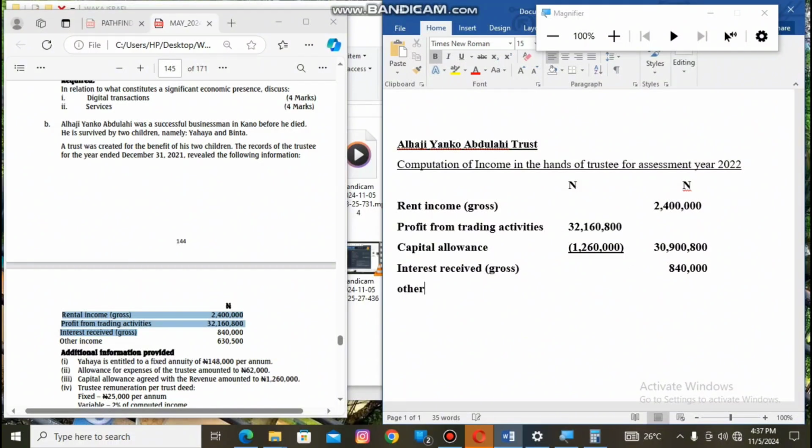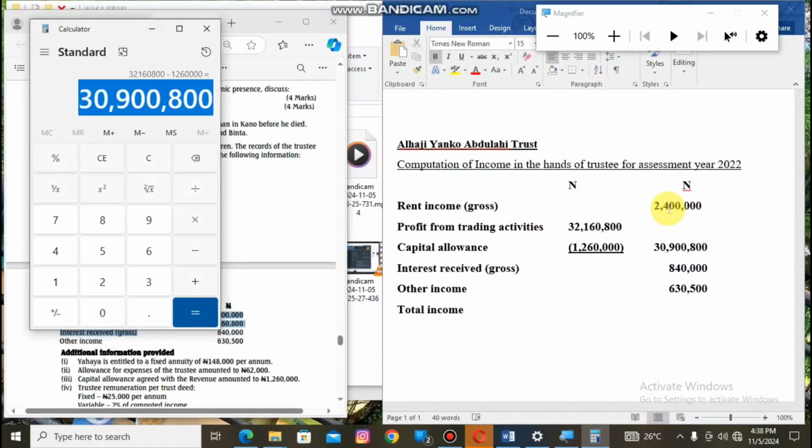Next is other income. Other income will have 630,500. So I think it's all the income. So you add all of them together to get the total income. What becomes our total income? We add 2.4. So let's bring the calculator.